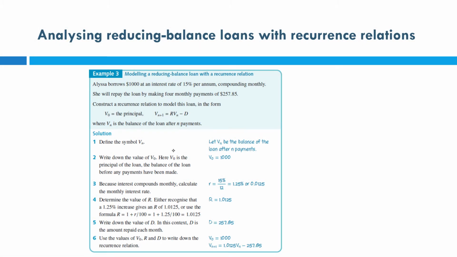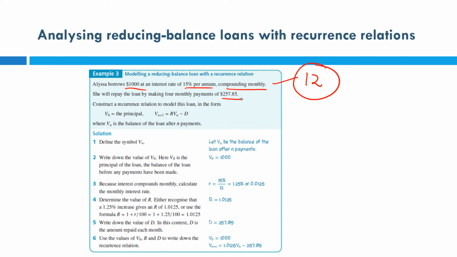Okay, so the next example highlights how that would work. Someone's borrowed $1,000. The rate there is 15% per annum. Let's highlight the fact that it's saying compounding monthly. That means we've got to use N. So we've got to divide that little r by N to factor that in. And then we're making payments back of $257.85, and they're monthly, and it says she wants to repay it in 4 monthly payments of that.